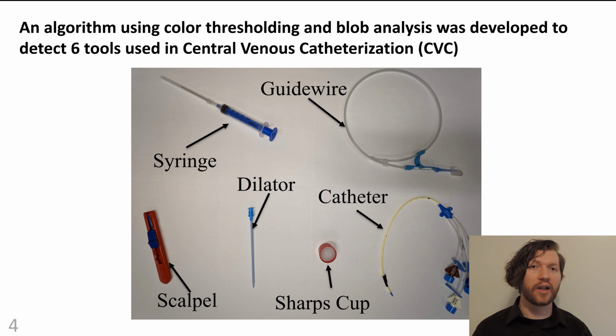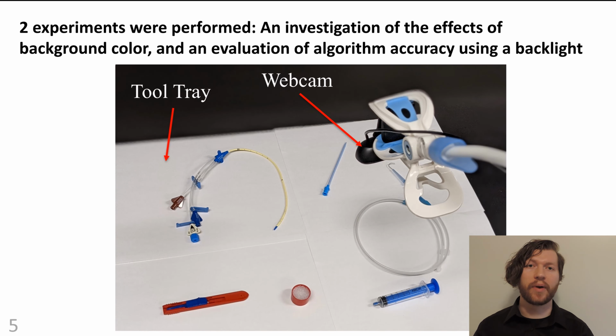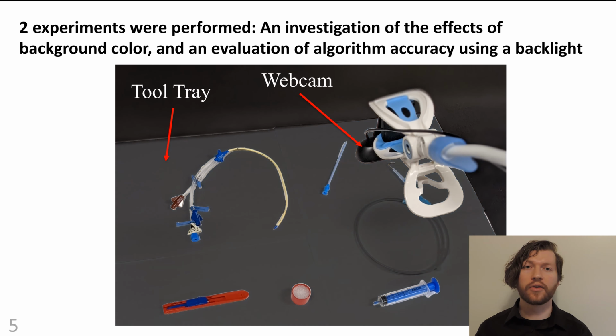An algorithm was developed in MATLAB which first uses color thresholding to distinguish tools from the background, and then uses blob analysis to identify each detected tool. 2 experiments were performed. In the first experiment, the color of the background was changed to investigate the effects of background color on the algorithm's ability to distinguish between tools and the background itself.